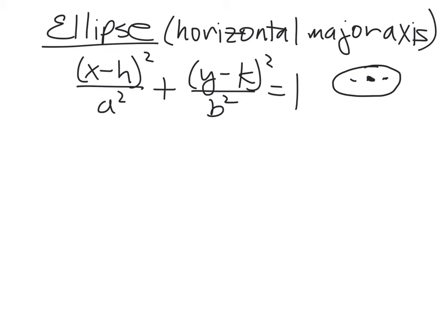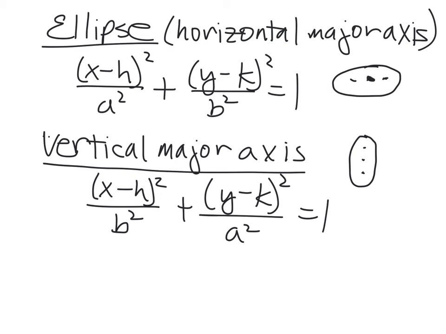This is our standard form for the horizontal major axis: x minus h quantity squared over a squared plus y minus k quantity squared over b squared equals 1. Now what about the vertical major axis? The standard form for that looks almost identical. In fact, with numbers in there, we're not going to know which one's a or b without looking at the actual values. But b squared is going to be under the x part, a squared under the y part.